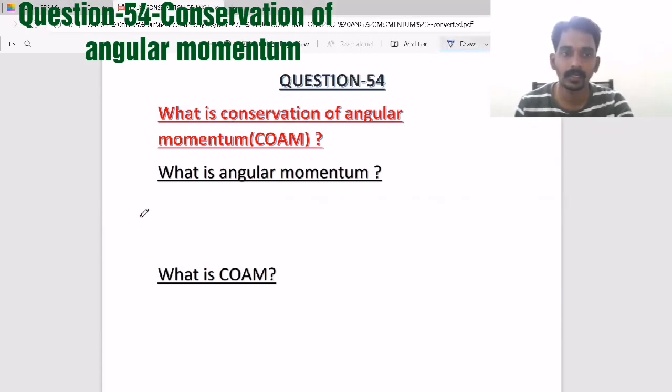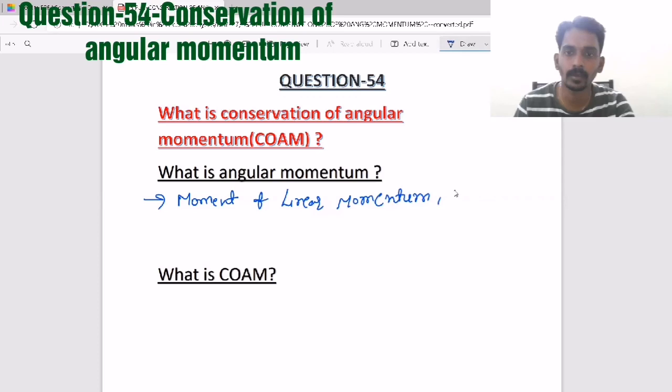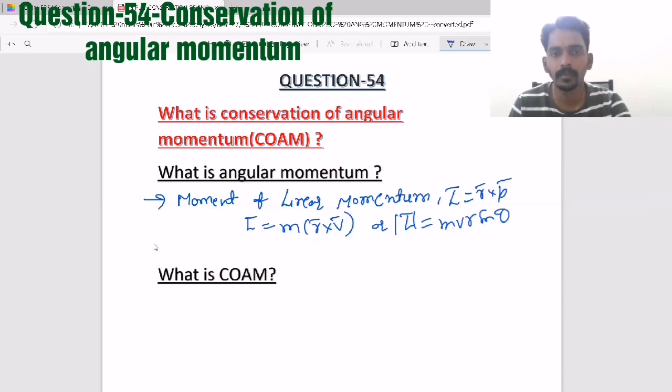Here, the very first thing is, what is the definition of angular momentum? The definition of angular momentum is the moment of linear momentum. So the moment of linear momentum is called angular momentum. That is L bar equal to R bar cross P bar, or L bar equal to m R bar cross V bar, or in magnitude, m v r sin theta. But here they will mostly ask questions based on rigid body rotation about a fixed axis.